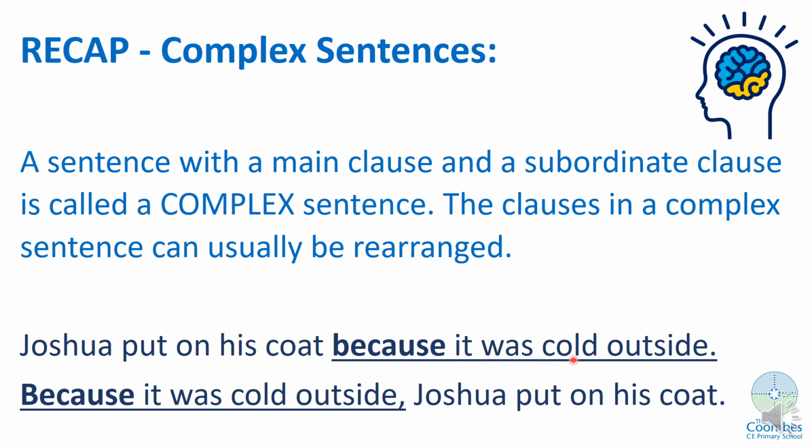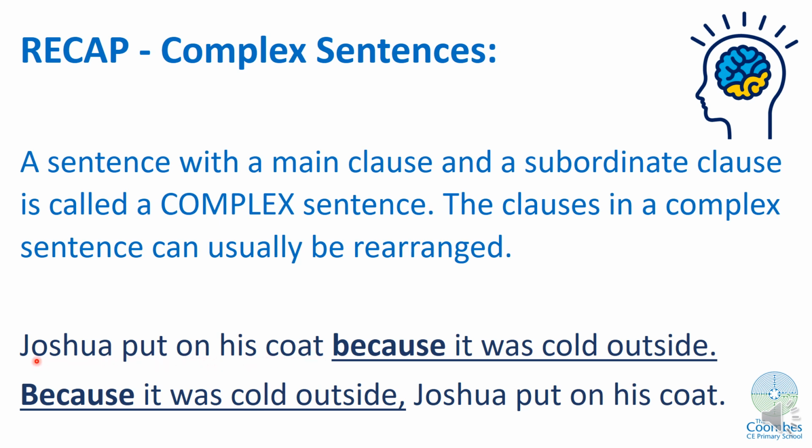Because it was cold outside is our subordinate clause. It begins with a subordinating conjunction, because. It doesn't make sense on its own as a sentence. Because it was cold outside can't be a sentence on its own. And it gives the reader a little bit more information about the main clause.